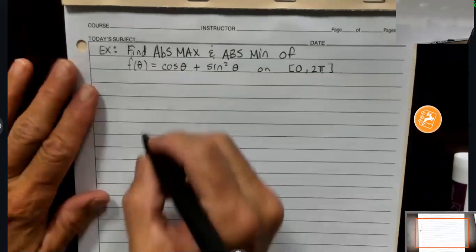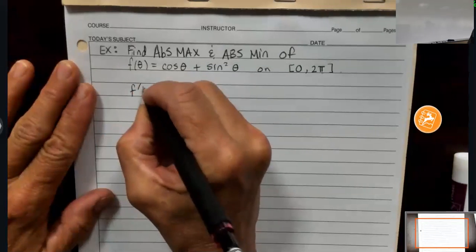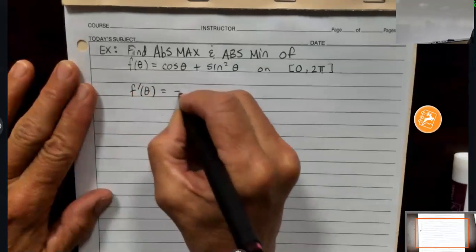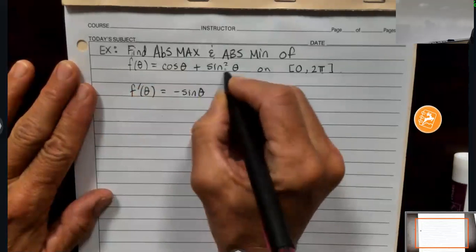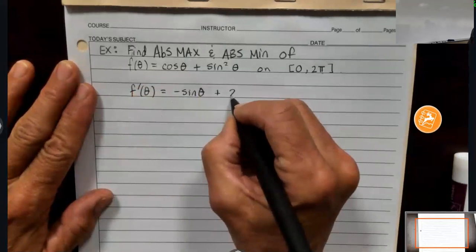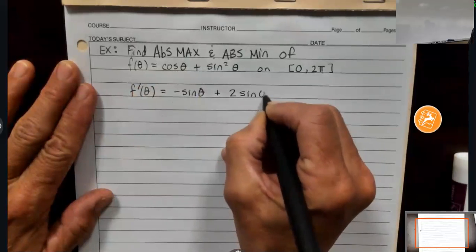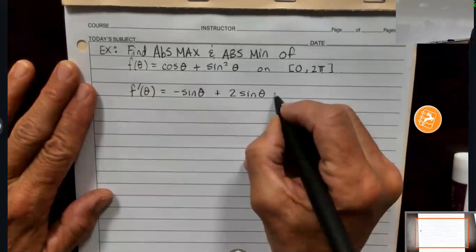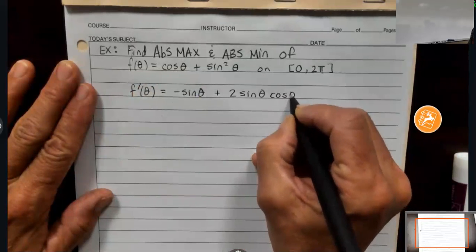Anyone tell me what your critical numbers are? Silence. Let's see, what's the derivative look like? Here the cosine is minus the sine. And then here I said use the power rule. Bring the 2 down, raise this function to 1 power less, multiply by the derivative of what's inside.